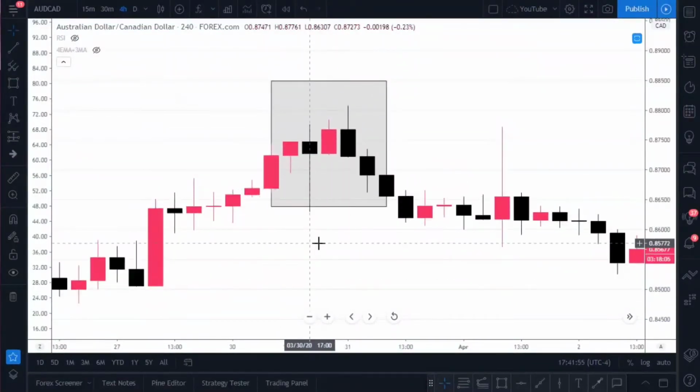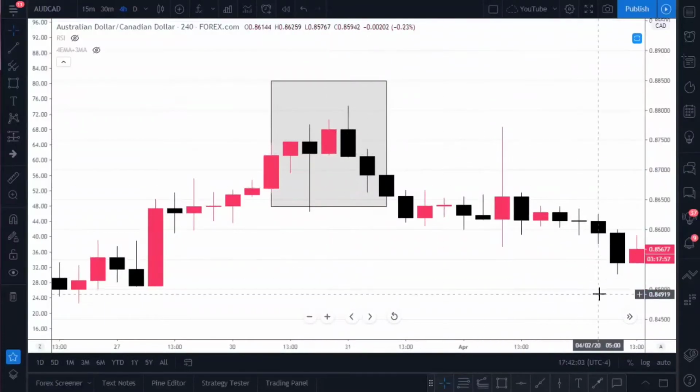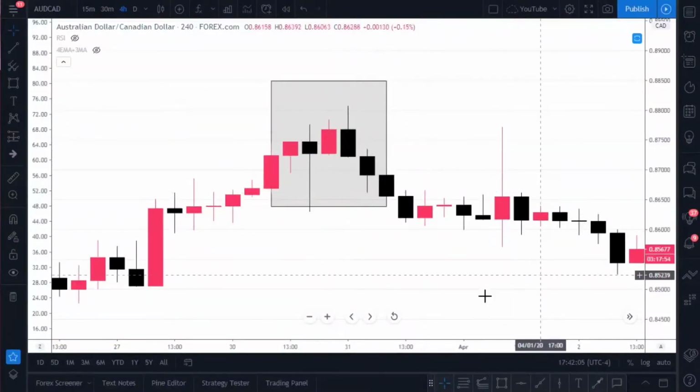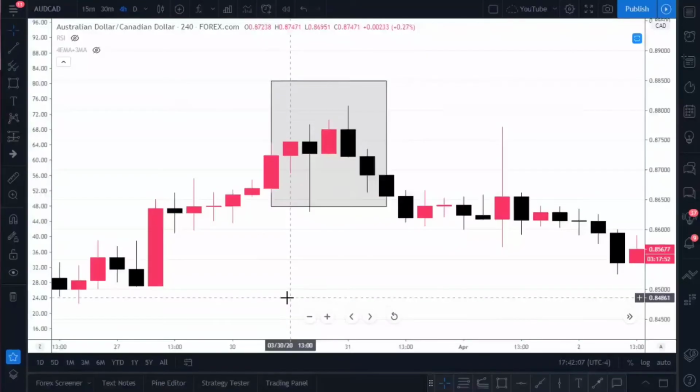And this is our example of a reversal. Okay, so buyer momentum followed by a slowdown, and then seller momentum. Sellers came in strong and took over. So let's find another example.